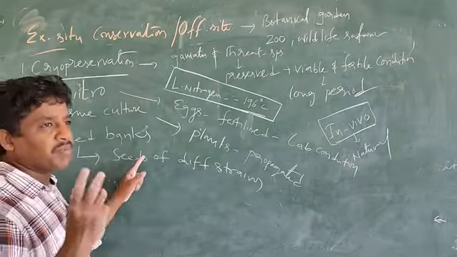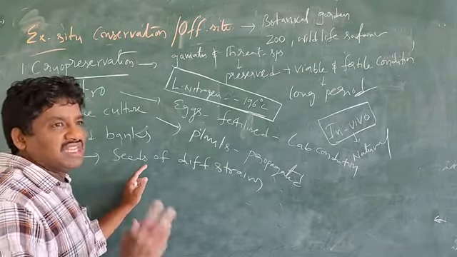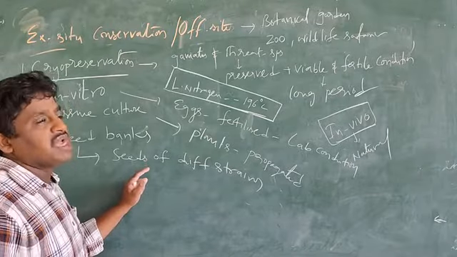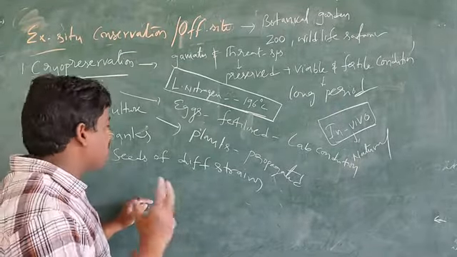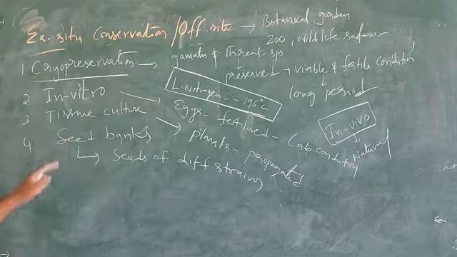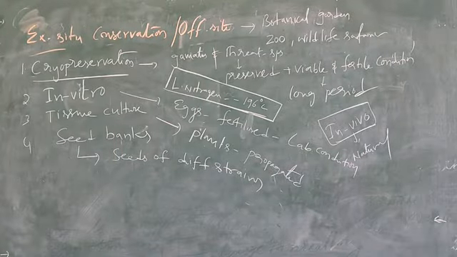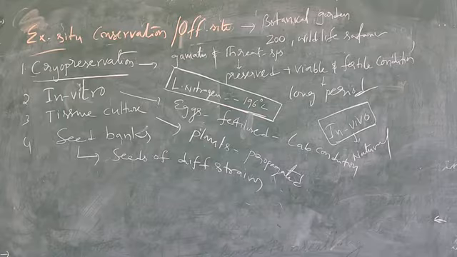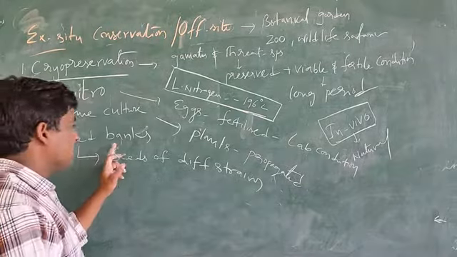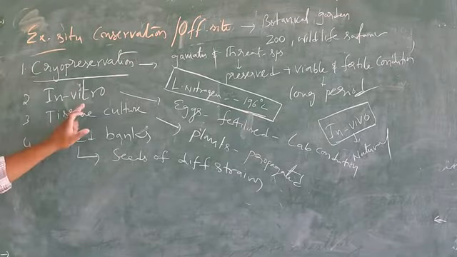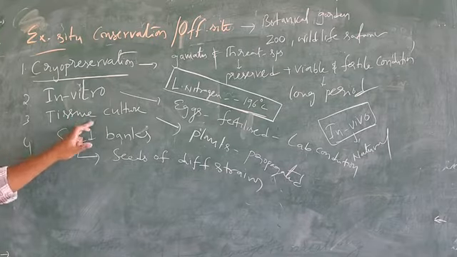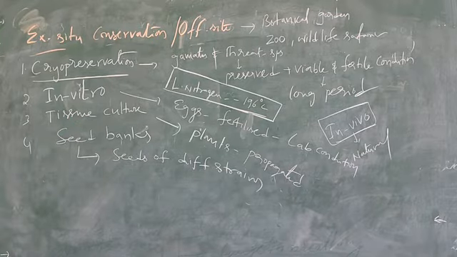The seeds can be preserved, of different strains. The seeds may be a high yielding variety, or a highly resistant variety that may be produced. Such seeds can be preserved. Such banks we call seed banks. That's why the seeds of different strains of commercially important plants that can be kept for long periods, we call seed banks. These are the four methods: cryopreservation, in vitro fertilization, tissue culture, and seed banks.